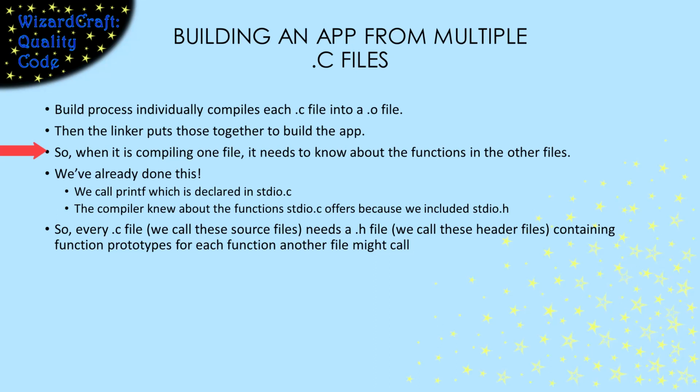Now, we could put the prototypes in every .c file that needs them, but that would be really hard to maintain. When we change a function's declaration, we'd have to change it in lots of places. There is a better solution. Remember that standard.io.h file? It contains the function prototypes for all of the functions in standard.io.c. So every .c file, except maybe the one holding your main function, needs a corresponding .h file. These are called header files, and they contain the function prototypes for the functions in the matching .c file.